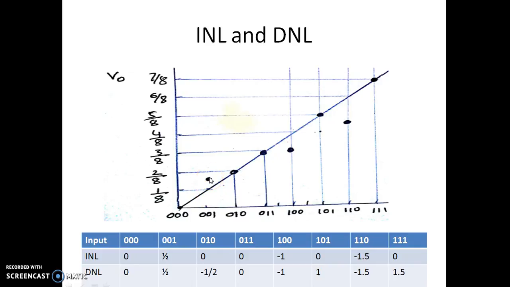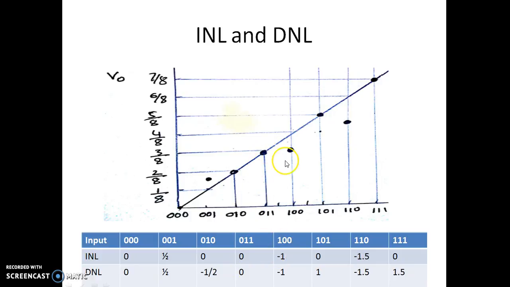And from here, this would have been 1 LSB up for the next bit, so it was supposed to be over here. But it is less than that by half LSB, so that's why it is minus half LSB. With this as the reference output for the next bit, it is supposed to be here, it is there only, so that's why there is no DNL.